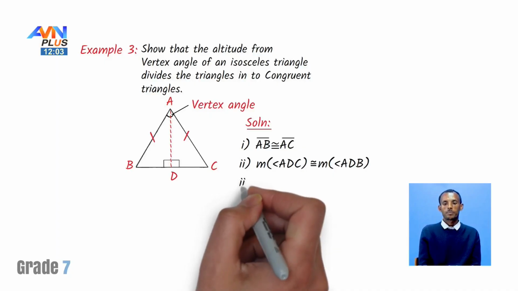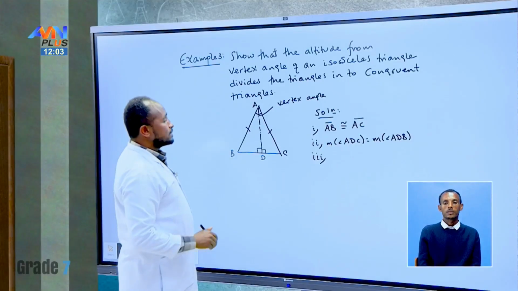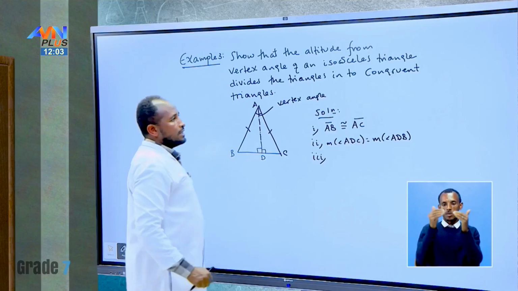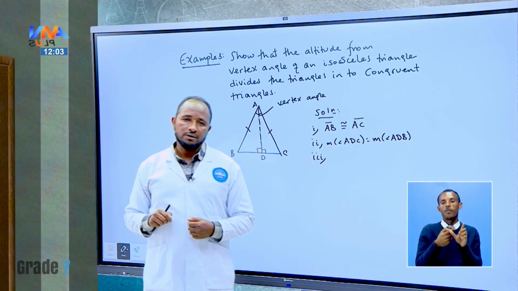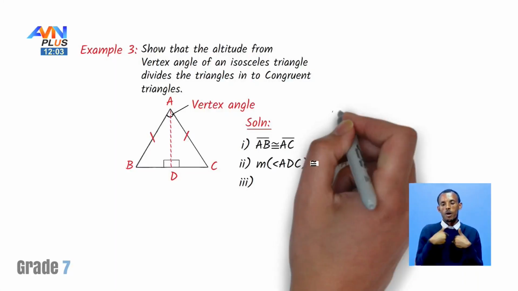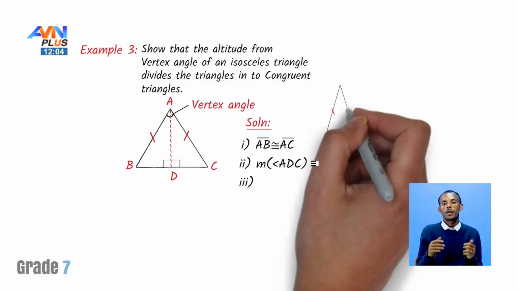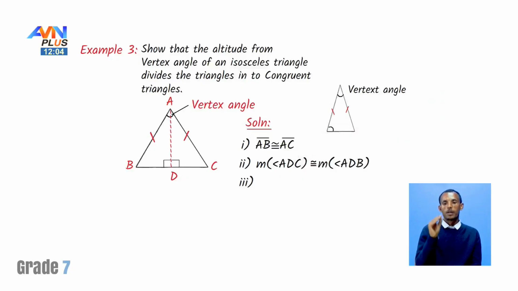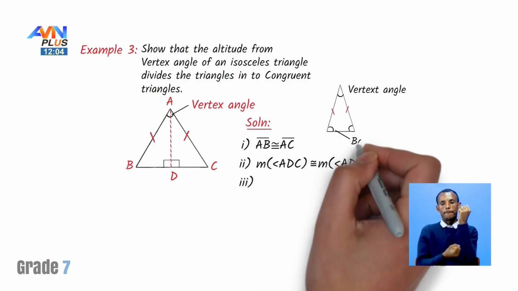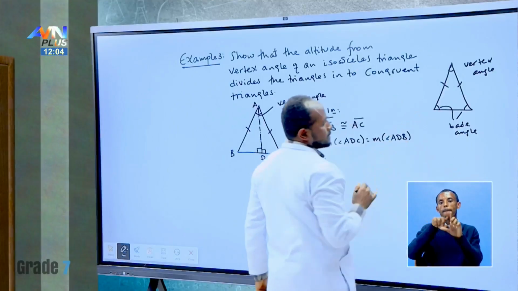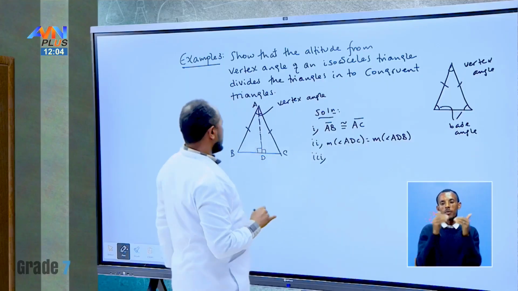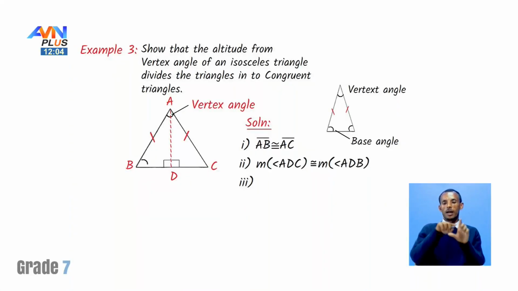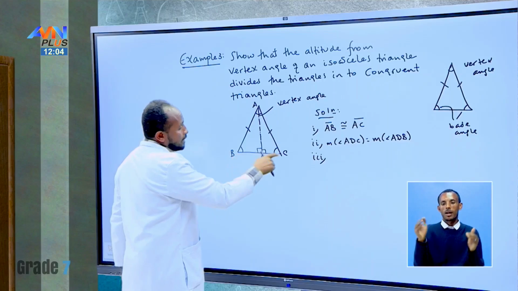The third one: since this triangle is an isosceles triangle, the base angles of an isosceles triangle are congruent. That means if you have an isosceles triangle, if these two sides are congruent, we call this the vertex angle, and these two angles are the base angles. So in an isosceles triangle, base angles are congruent. Here, the base angles are this angle and this angle. Angle B and angle C are congruent.